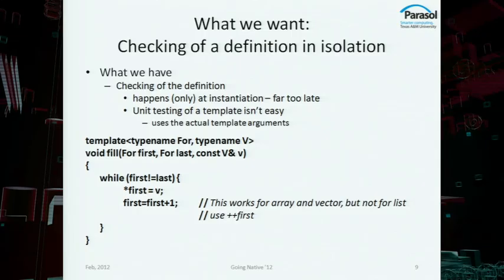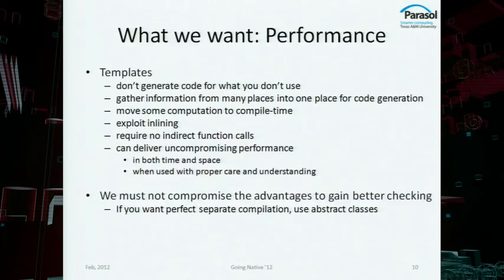First becomes first plus 1, but for a forward iterator, that is not the case. So we should have written plus plus first. We will find that if we ever try to instantiate fill with a list, but if we only instantiate it with a vector, we'll never catch this potential error. It'll blow up next year in somebody else's code. And again, the standard says what's required, but the compiler doesn't know.